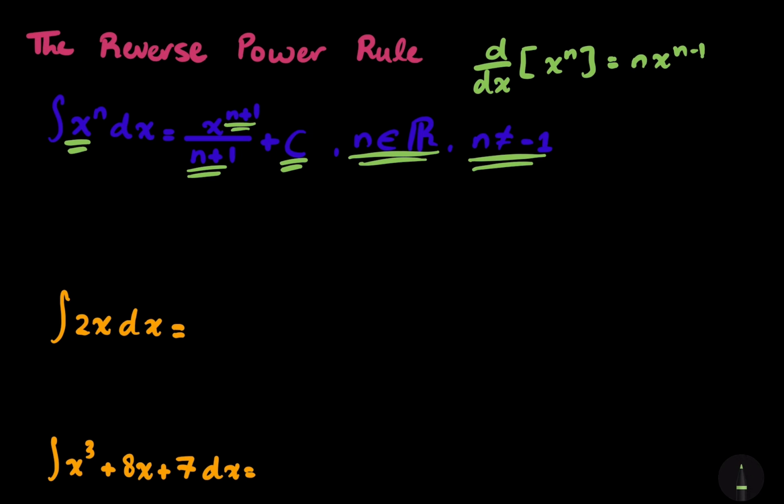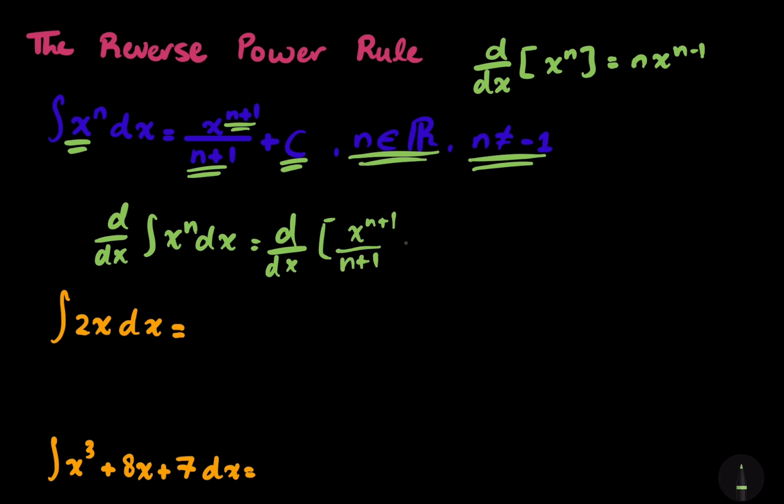If you want to see why this actually works, you can differentiate both sides. The derivative with respect to x of the integral of x to the n dx is going to be equal to the derivative with respect to x of x to the n plus 1 over n plus 1, plus c. You can kind of think of the derivative and integral canceling out. Again, not very rigorous, but it does give a general sense. Over here, the derivative of plus c is going to disappear, because the c is just a constant.